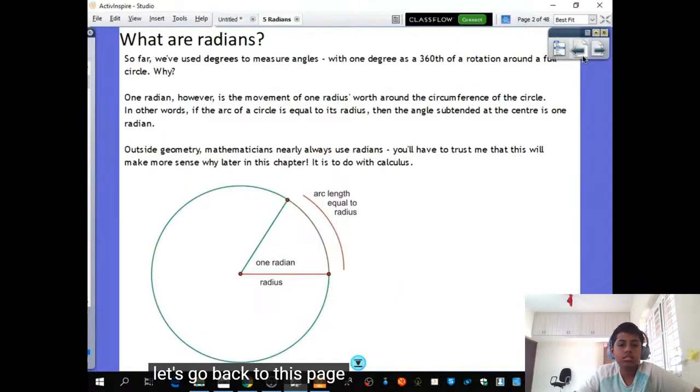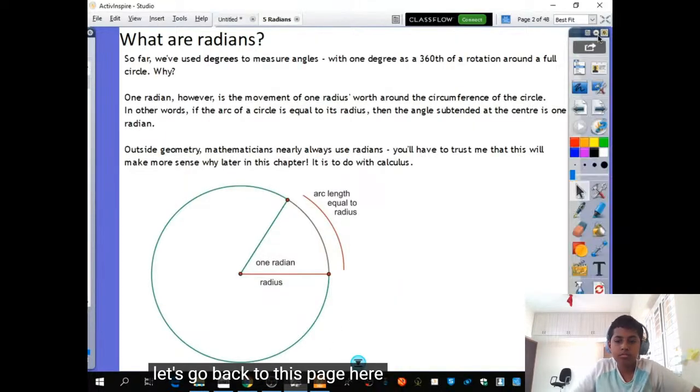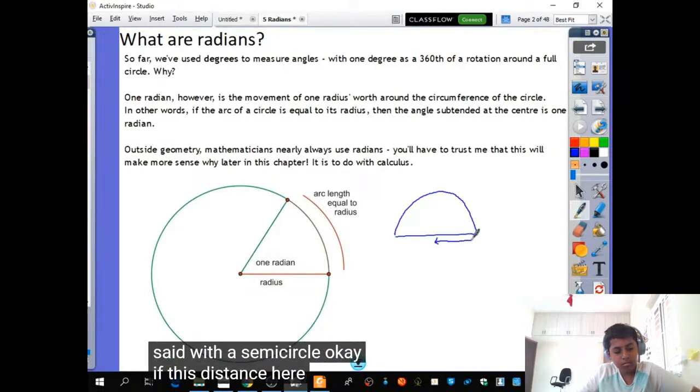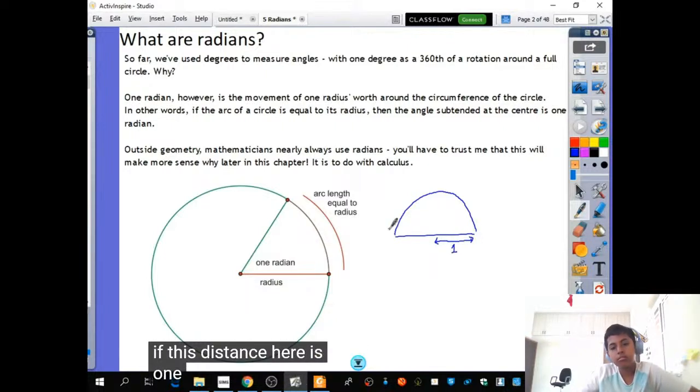Let's go back to this page here. So let's think about what we just said with a semicircle. If this distance here is 1, what is this distance around here? 3.14.